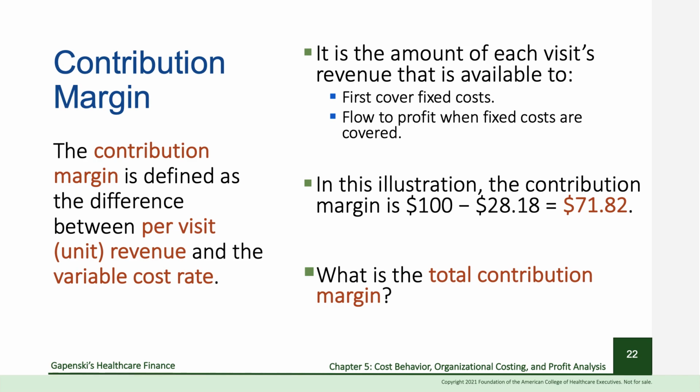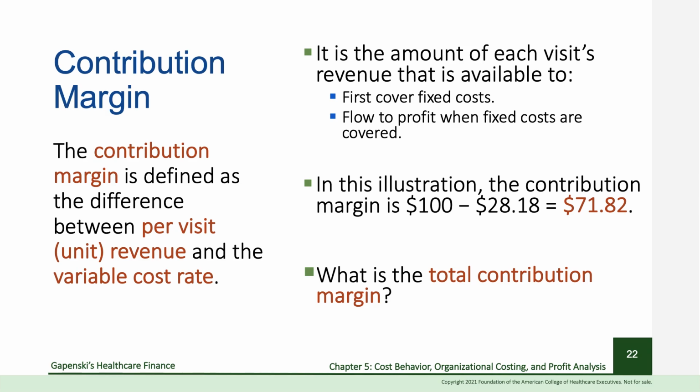So contribution margin is defined as the difference between per visit revenue and the variable cost rate. So for every visit that a patient has, you take the revenue that you generate from it and subtract the variable cost rate from it, and that gives you the contribution margin. It looks like profit because you have removed the variable cost rate from the revenue, but you still have to account for the fixed cost, because the fixed cost is still not covered.